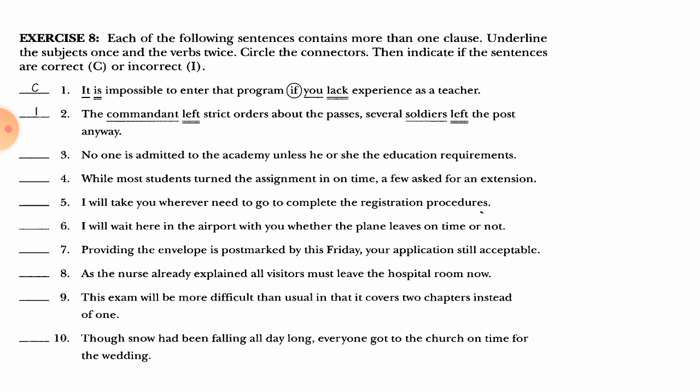The first sentence is correct. The second sentence is incorrect because there is no connector. There should be a connector in this sentence. So we can say that this sentence lacks a connector, or there is a missing connector in this sentence, and therefore the sentence is incorrect.